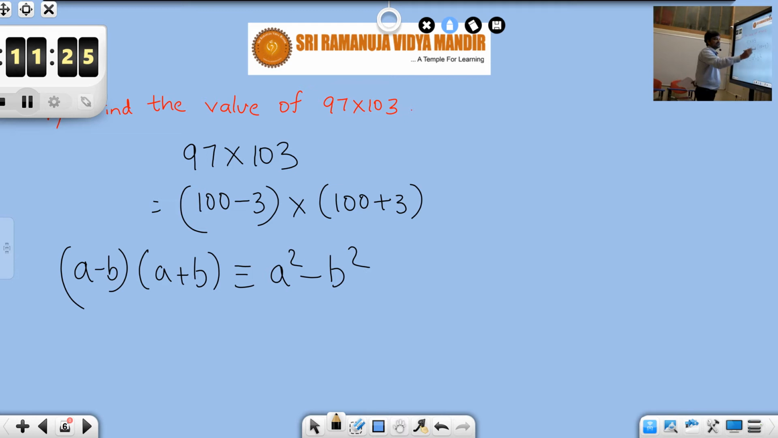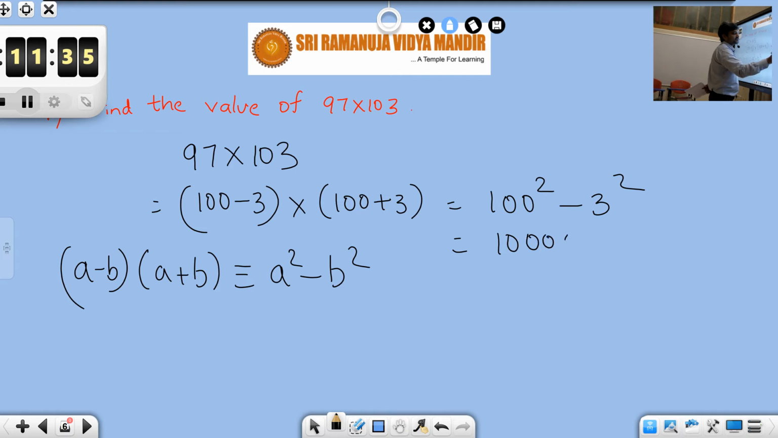Using this identity, we can write this as 100 square minus 3 square. But what is 100 square? That is 10,000 minus 9. So this will be equal to 9991. Okay.